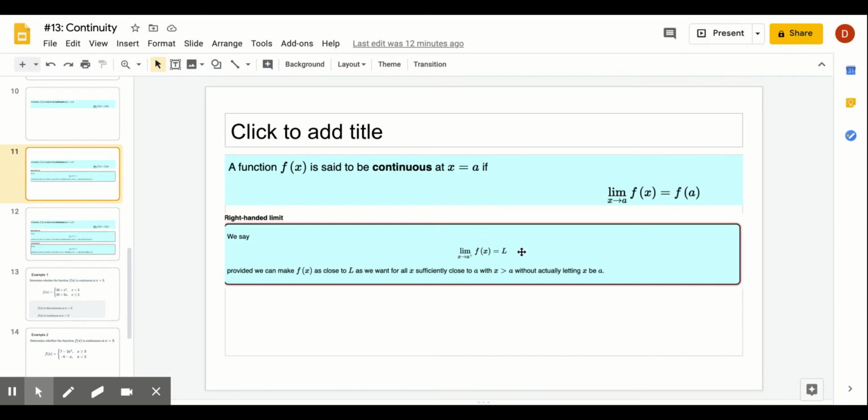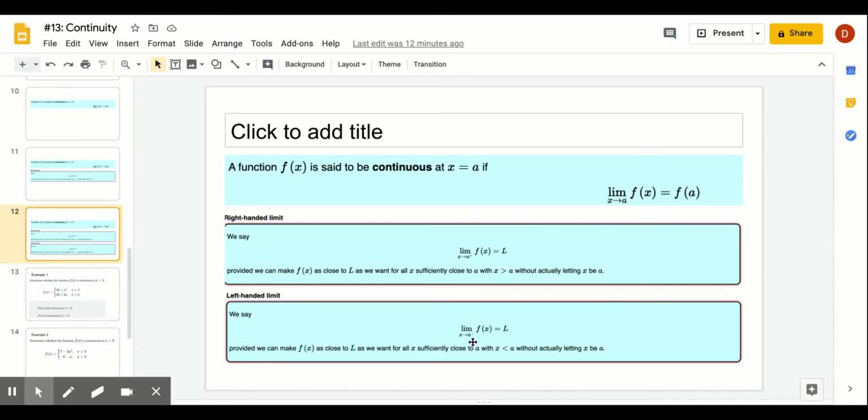So this is the notation from the right-hand side, because from the right is the positive side. And as you approach it from the negative side, it needs to approach the same value, L. The output has to be the same in order for it to be continuous. So what you are actually doing on Delta Math is you are given a piecewise function, and you are going to use this concept of left and right-hand side to determine whether it is continuous or not.